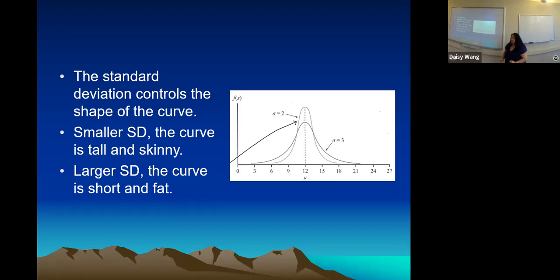Okay, so as a business, if you want to look at your service quality, what do you want? Do you want it to be flat or do you want it to be steep? Which one do you think represents better quality?